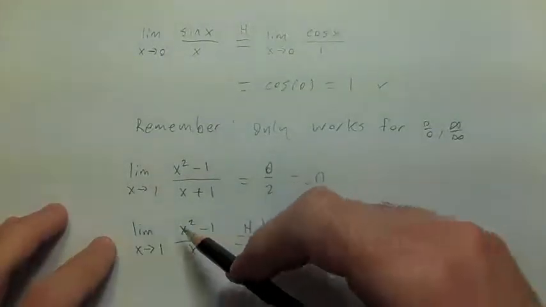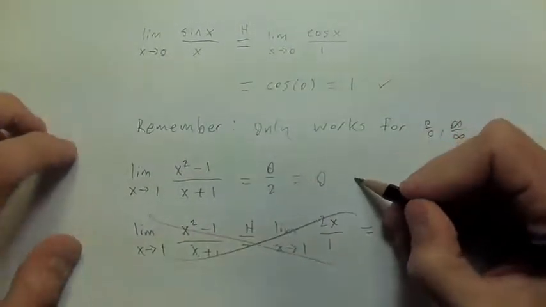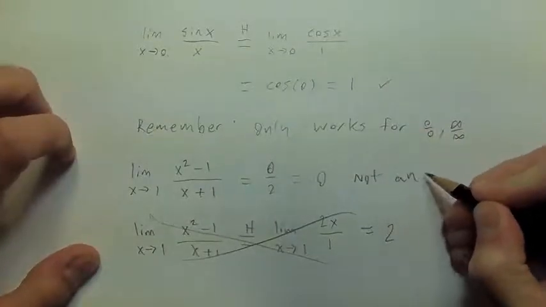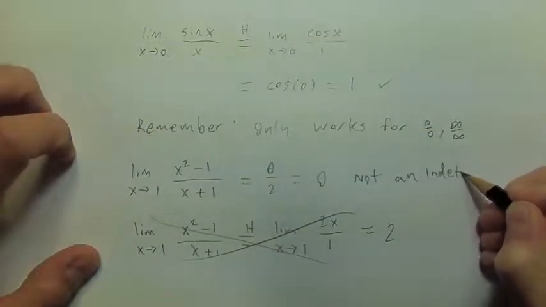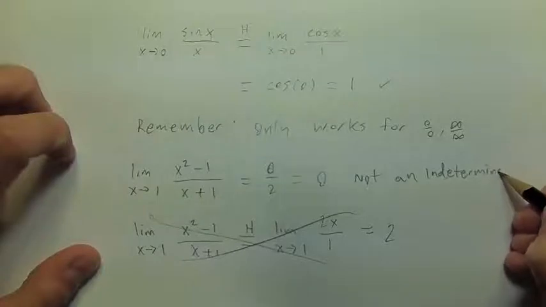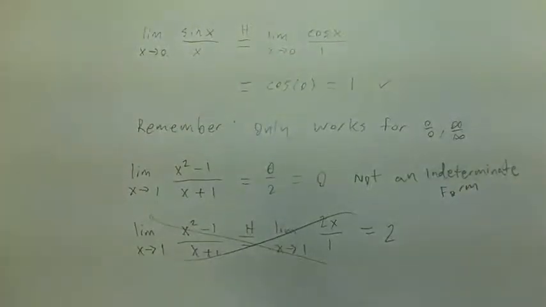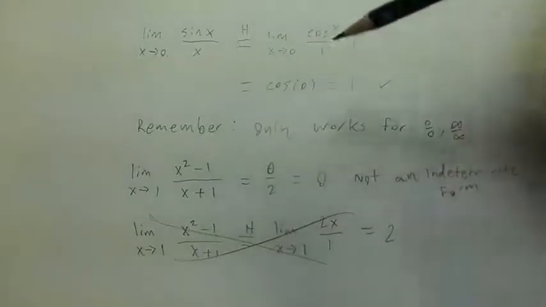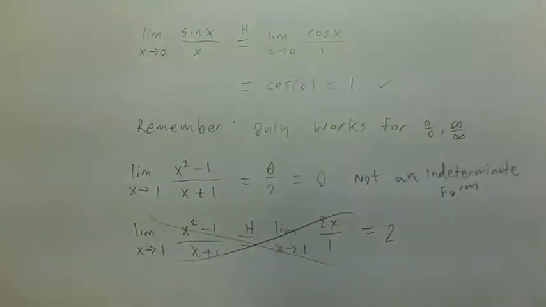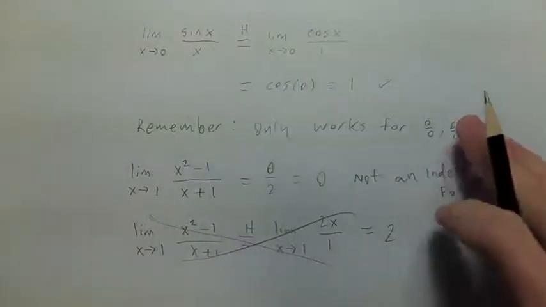So this was not an indeterminate form. It's one of those where you can just plug and chug. You won't even have to factor and cancel. Back in chapter 2, you could just plug in the value and move on. So keep that in mind. Always check when you're doing a limit. Don't just blindly do L'Hopital's rule. Check to make sure you can actually use it.